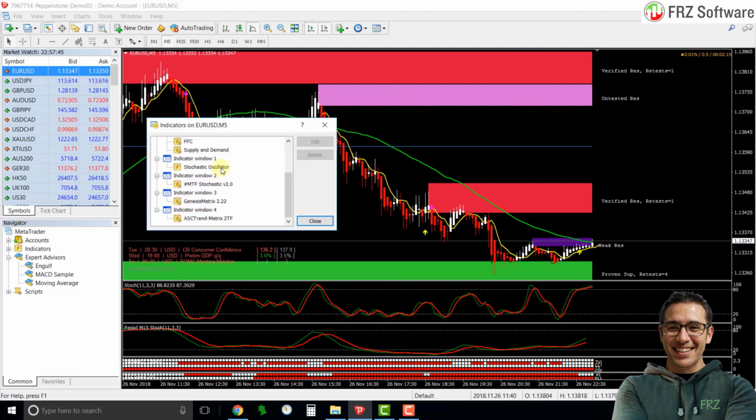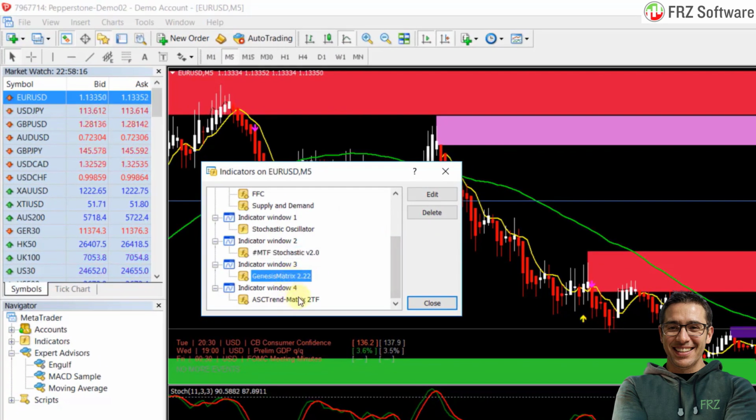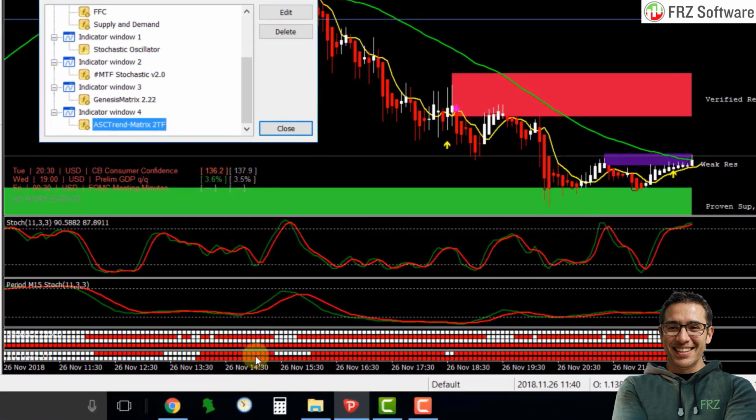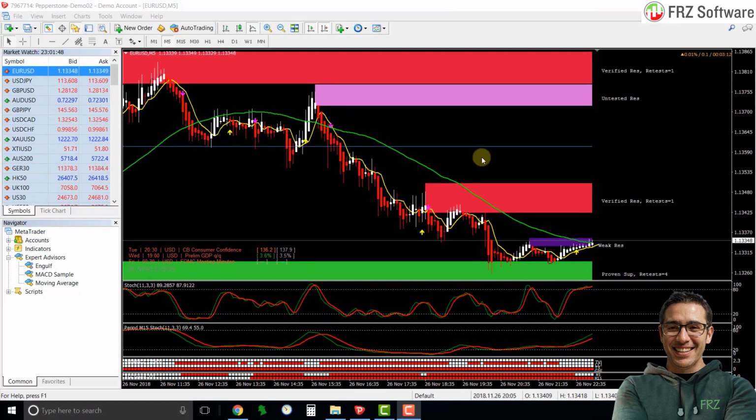Then we have a Stochastic indicator, that is a normal one. Then again we have another Stochastic on a higher time frame that is on the 15-minute chart. And then we have another 2 indicators, Genesis Matrix and ASC Trend Matrix. These are the 2 indicators in the bottom. We are not going to discuss technical aspects of these indicators, but rather we are going to learn how we can practically use this strategy to enter into trades and also exit the trades. And let's see how we can do it.